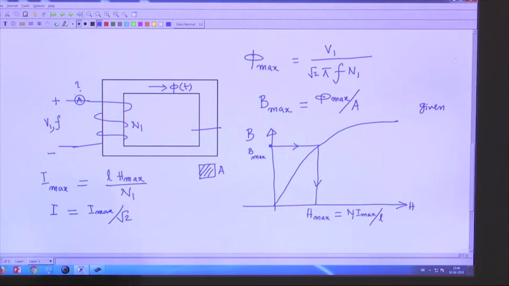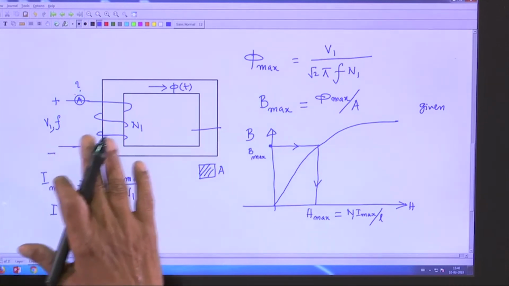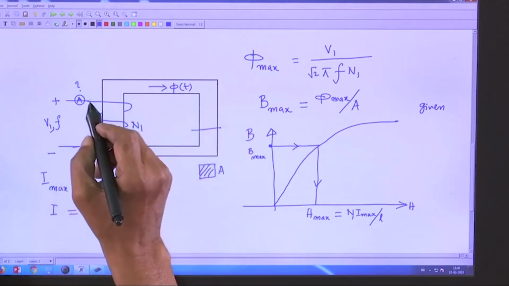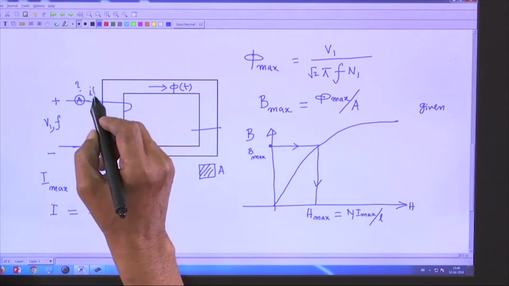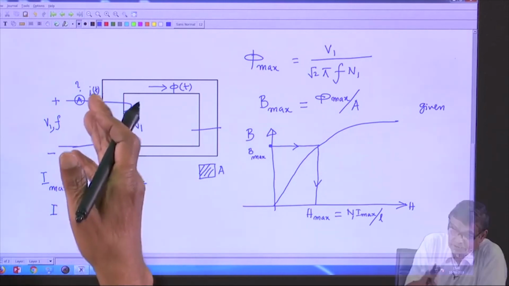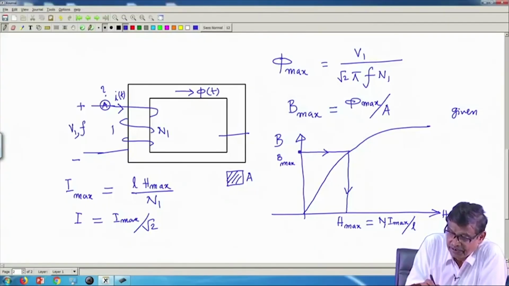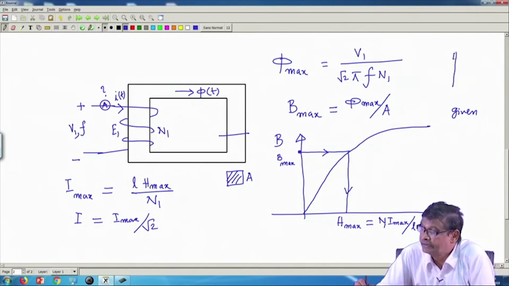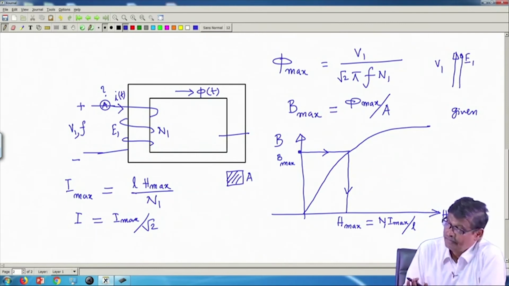Therefore, in an AC magnetic circuit, everything is sinusoidally varying, a time varying thing. Phi is time varying, instantaneous quantities, i(t) is time varying. Only thing is i(t) and phi(t) will be in the same phase, when i is maximum, phi is maximum, and so on. But the RMS voltage induced in this coil, E1, will be in phase with the supply voltage. When V1 is maximum, E1 will be maximum, and so on. Okay.